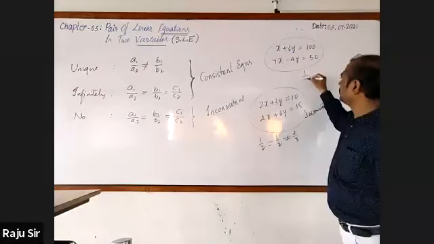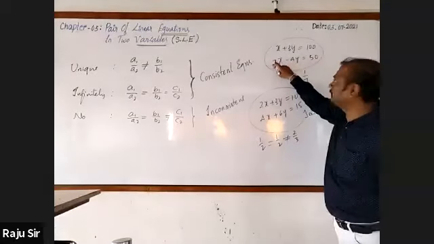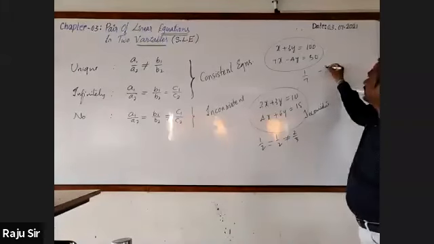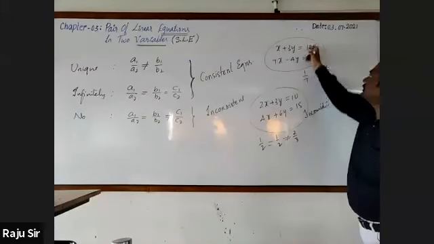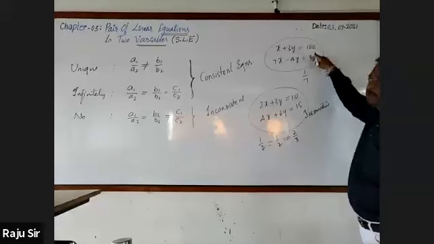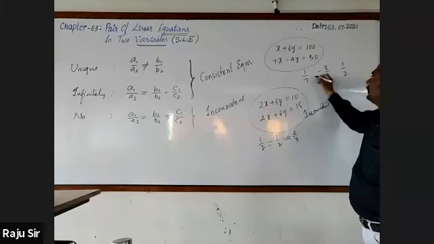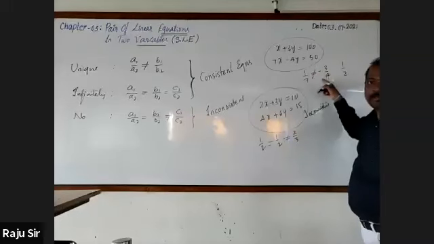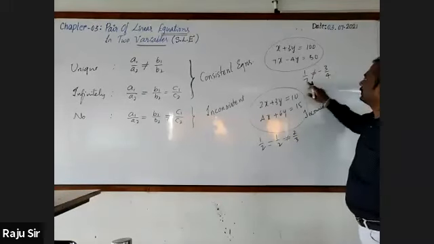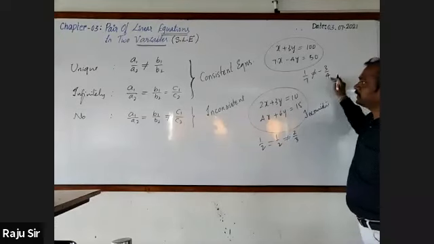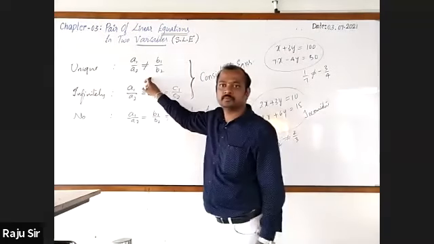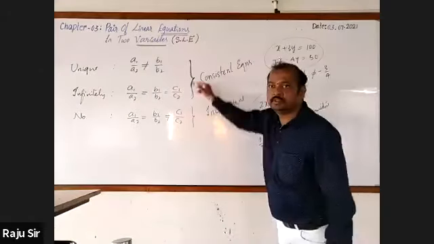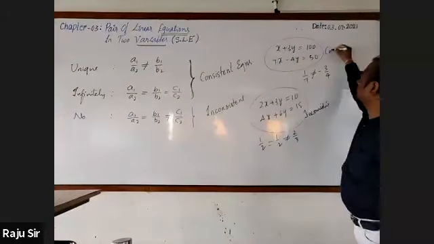Here A1 by A2 is 1 by 7. Then B1 by B2, 3 by -4, means -3 by 4. Then C1 by C2, 100 by 50, it is 2. Here 1 by 7 is not equal to -3 by 4. This much is enough. A1 by A2 is not equal to B1 by B2. Unique. It has a unique solution. Therefore, you can say that the equations are consistent.